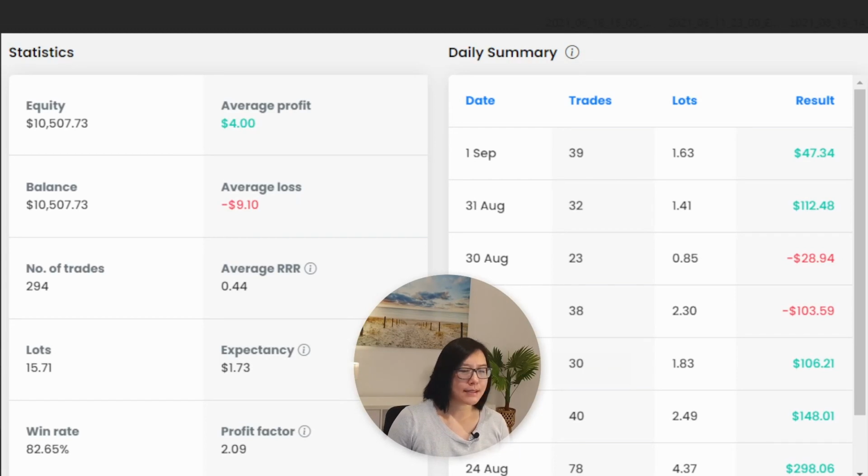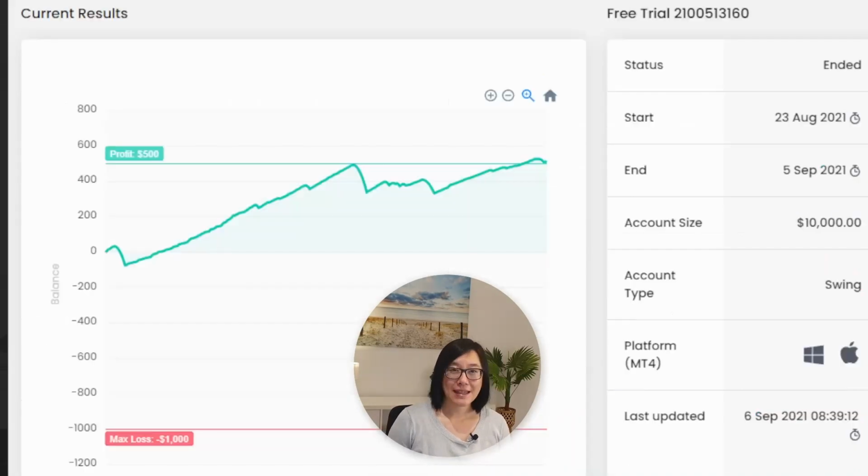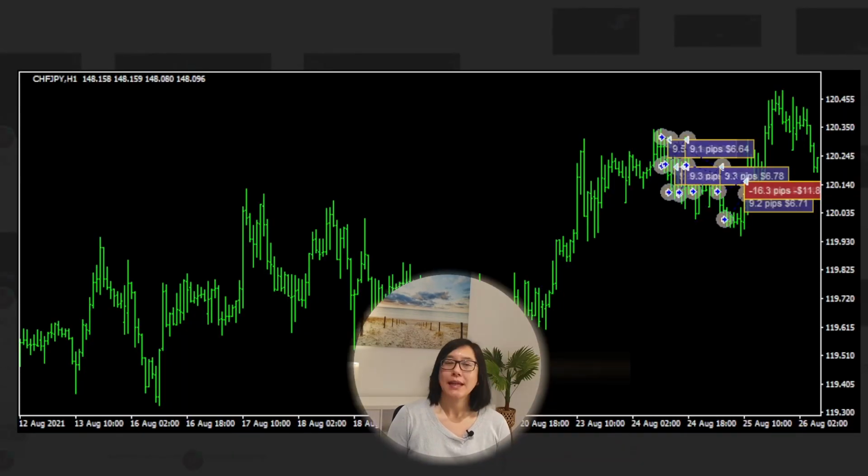Here's some more statistics for you data nerds out there. And that's how I passed the FTMO free challenge using the grid trend multiplier. Such a fantastic tool. It's got built-in risk management inside, got the take profit, stop loss, and even when you get the direction slightly wrong, you can still come out with a profit.